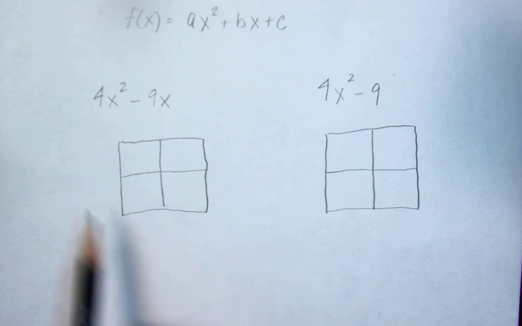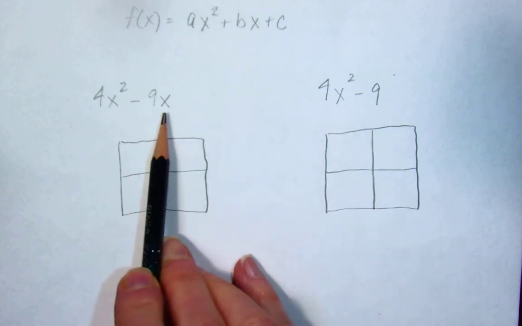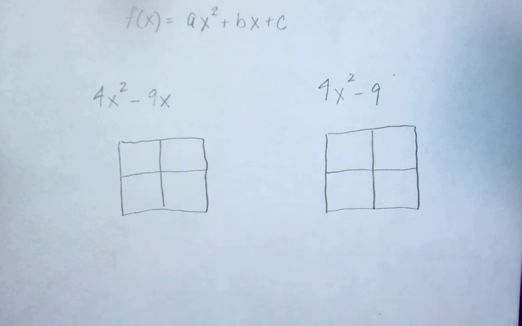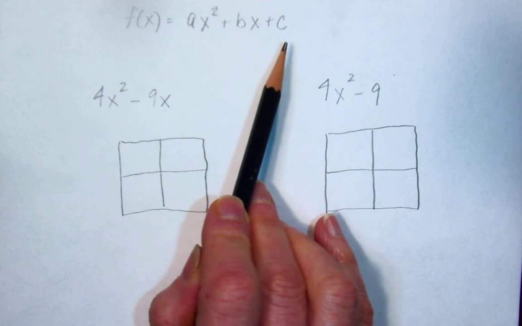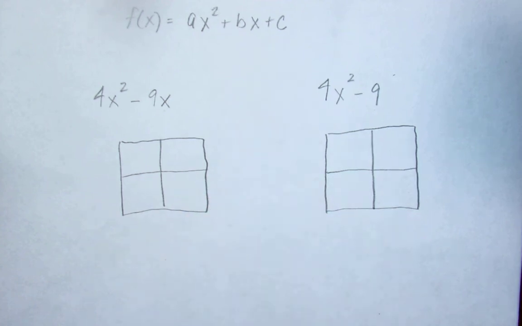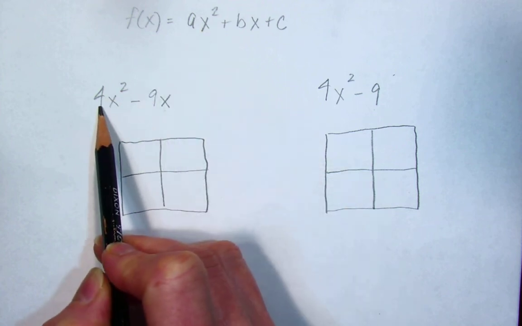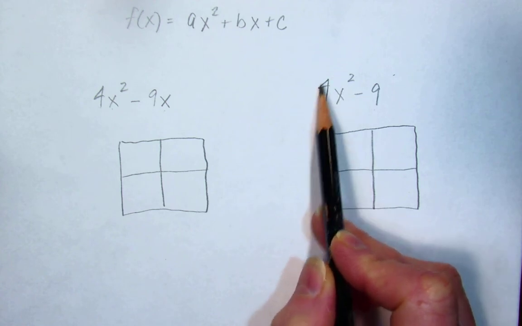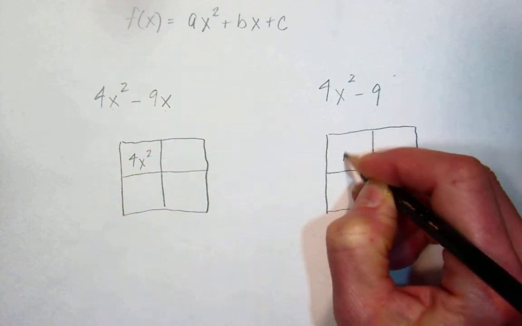I want you to notice what is the difference between this expression and this expression. In this binomial, there's an x next to the 9, and in this binomial, there's not. And that's important. When we first started talking about quadratic functions, we talked about the fact that standard form is written as ax squared plus bx plus c. A is the number in front of x squared. So 4 is a in this case because it's in front of x squared, and 4 is a in this case as well. So we're going to call this first term the a term. And that term always goes in the upper left-hand corner.